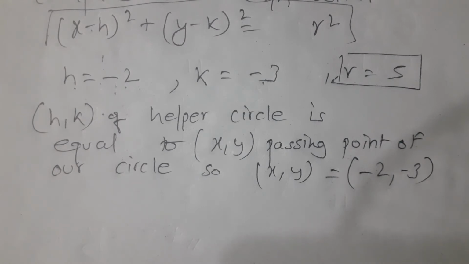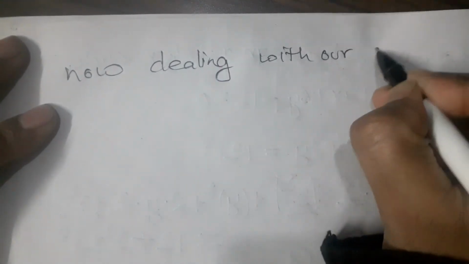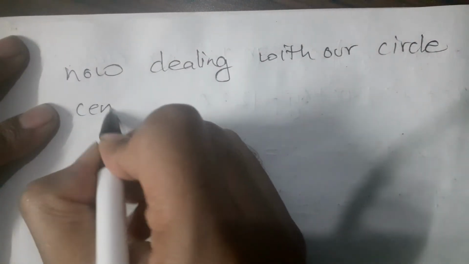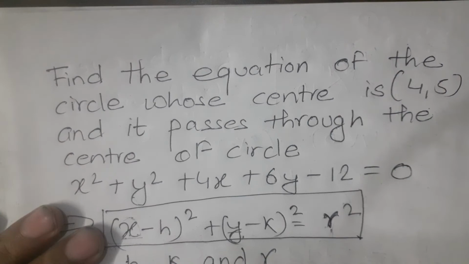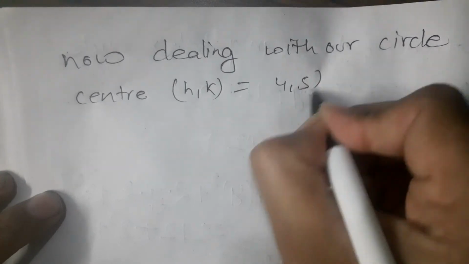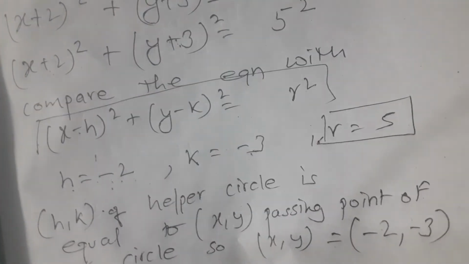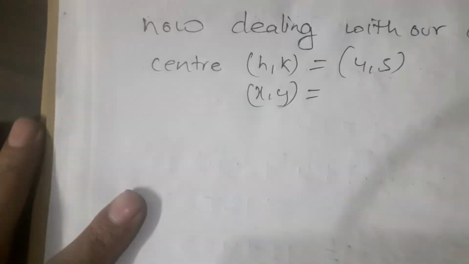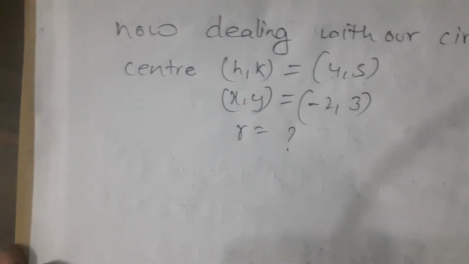Now friends, it's time to find the equation of our own circle. So now what we have to do is first find the radius of our circle. Dealing with our circle, the center was given, right? In the beginning I told you the center was given in the question. Whose center is 4 comma 5? That means the center of our circle is 4 comma 5, and xy we have just found with the helper equation, and that was minus 2 comma 3. Now the radius is missing, so first step is to find the radius.